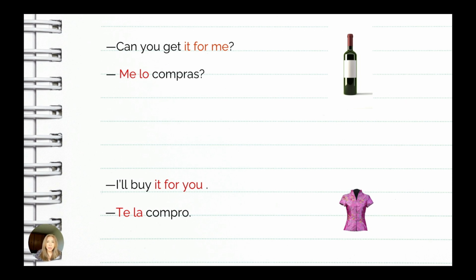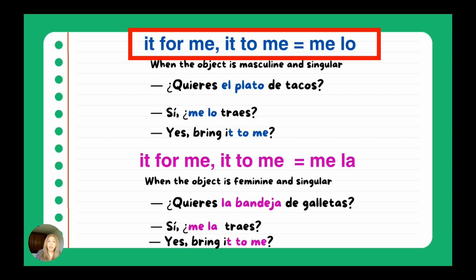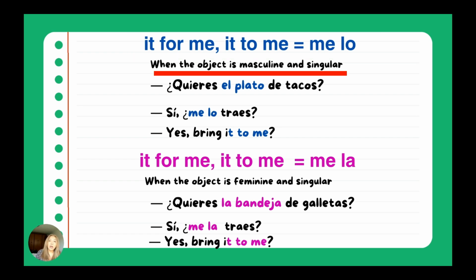The very first one we're going to learn, the very first combination is going to be me lo or me la. It for me or it to me. In Spanish, me lo. When do we use it? We use it when the direct object is masculine and singular, like we saw with the wine. Example. ¿Quieres el plato de tacos? Do you want the taco plate? El plato, masculine, singular.